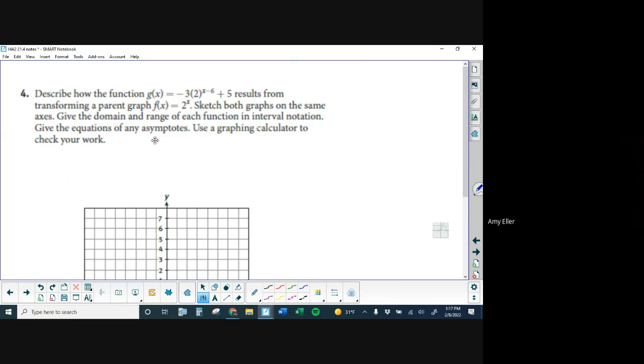Identify your parent function and then graph this. Okay, what do you think the parent function would have to be? Yep, 2 to the x. Whatever is the base of that exponent. Go ahead, plot the parent function and the transformed function.